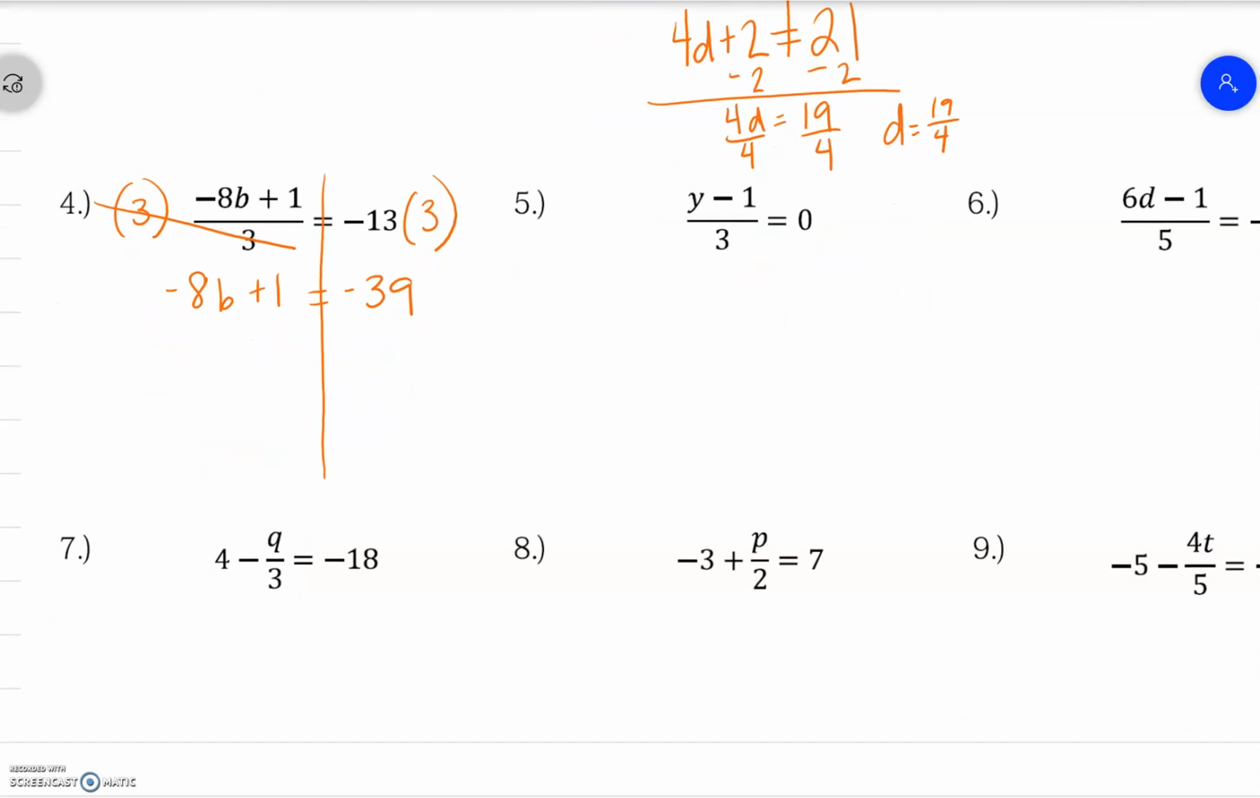And notice when I'm writing this, it's exactly the same as what it looks like up there. Okay, that doesn't change. So now I have a 2-step equation. I'm going to subtract 1 from both sides. Negative 8b equals negative 39 plus a negative 1 would be negative 40. Negative 8 and b are multiplied together, so I'm going to divide by negative 8, and I get b equals positive 5.